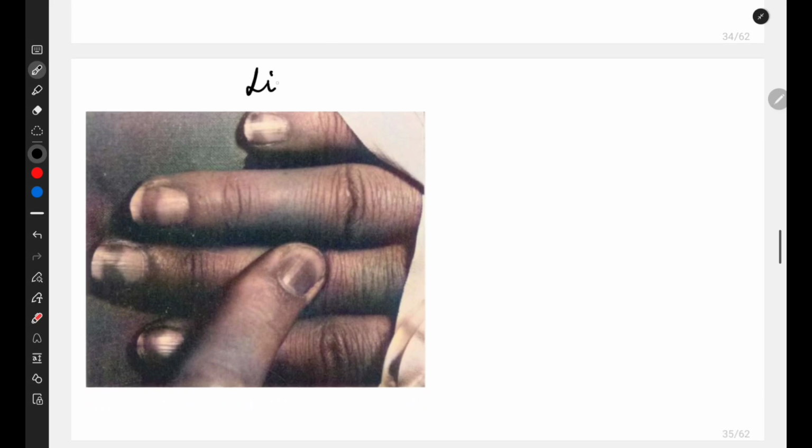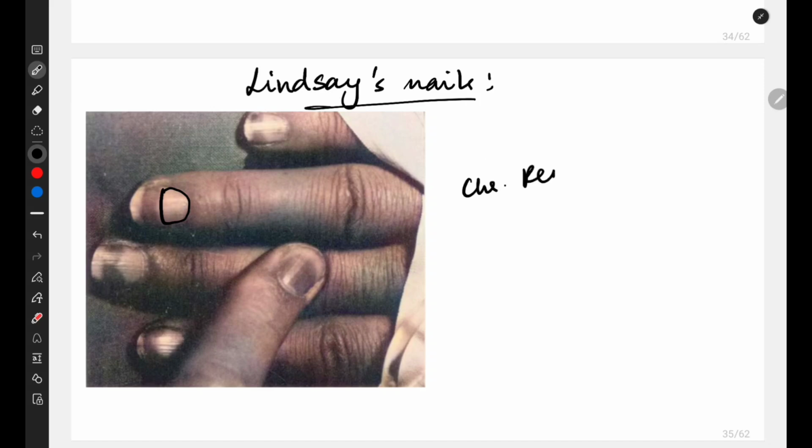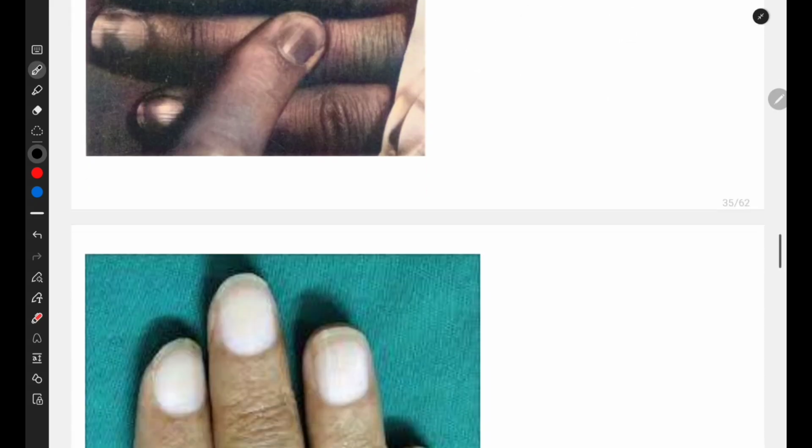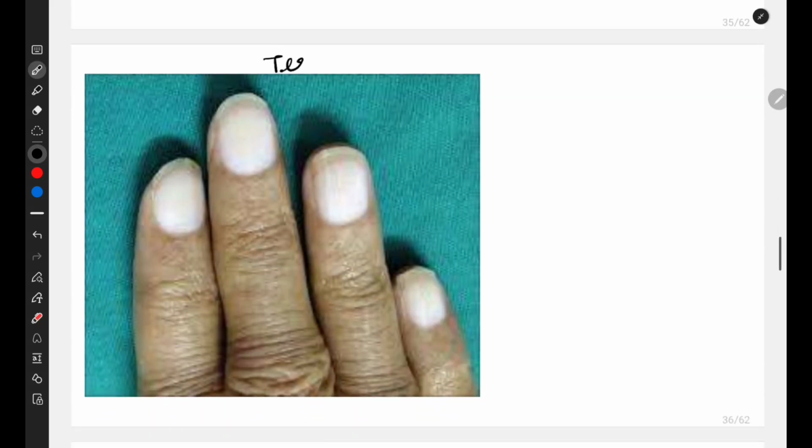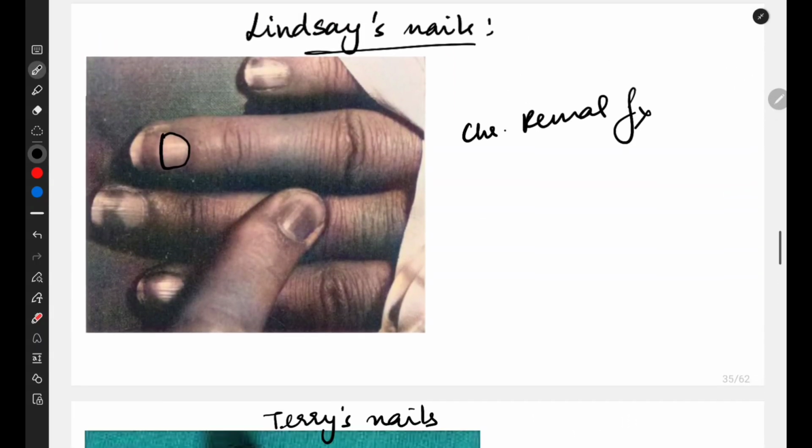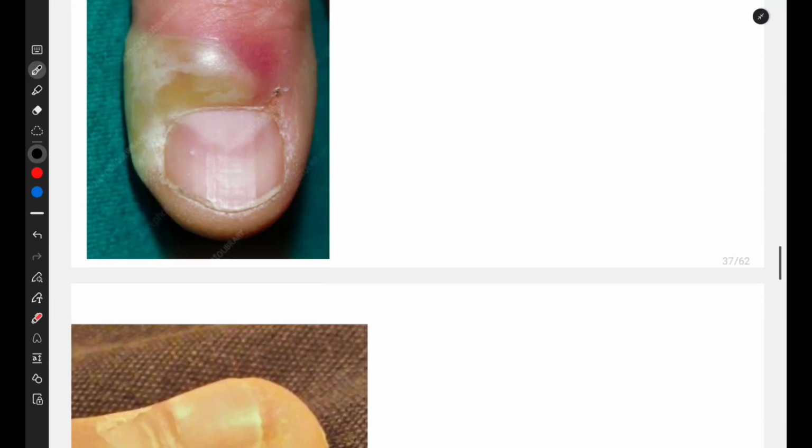Then this is called Lindsay's nails. In this, the proximal half will be white in color. This is seen maybe due to chronic renal failure. Then these are called Terry's nails. In this, the entire nail will be white in color, leukonychia. This is probably due to hepatic failure, liver failure. So chronic renal failure will show Lindsay's nails, and Terry's nails are due to hepatic failure.